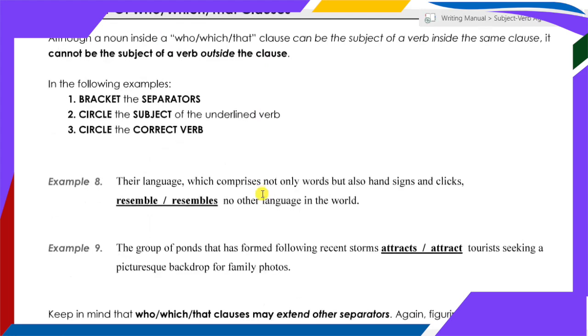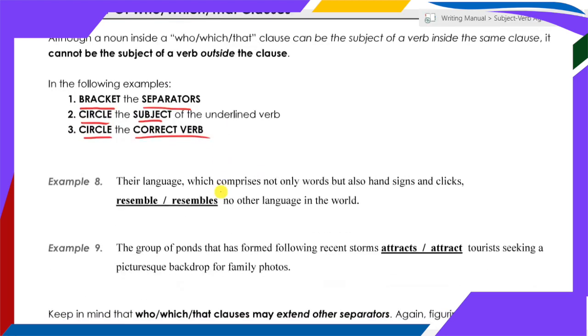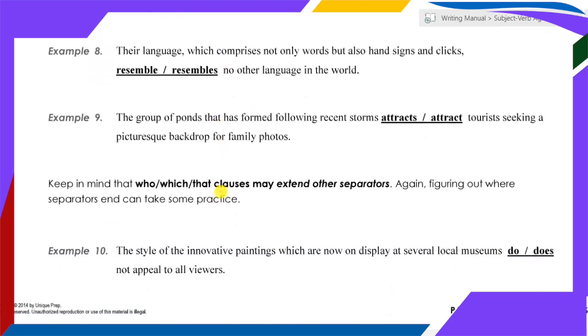Our third separator, who, which, that clauses. A who, which, that clause is also a separator. Who, which, that clauses do the same thing as prep phrases and appositives. They just add extra detail to our sentences or to our subject, so we can bracket them and ignore them when we are trying to determine the correct form of the verb. So in examples 8 and 9, we are doing the same thing as always, bracketing separators, circling the subject, circling the correct verb. Go ahead and do 8, 9, and 10 right now.